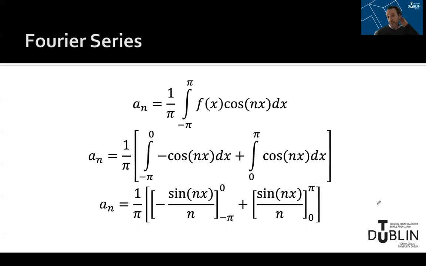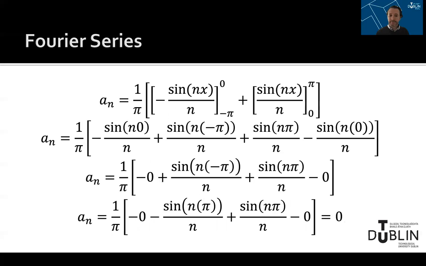So our function is minus between minus pi and 0, and plus between 0 and pi. So that's that part and that part added together. And when you integrate cosine, you get sine. So what we have is minus sine nx divided by n. Remember, when it's cos nx, n comes out and is divided by n, so sine nx divided by n from 0 to minus pi, 0 to pi.